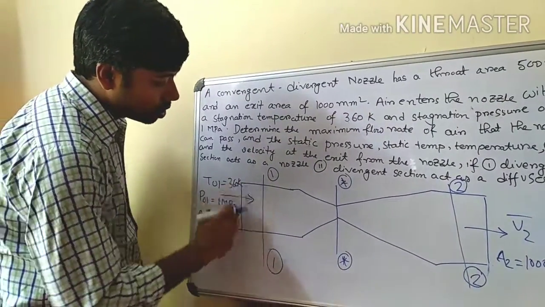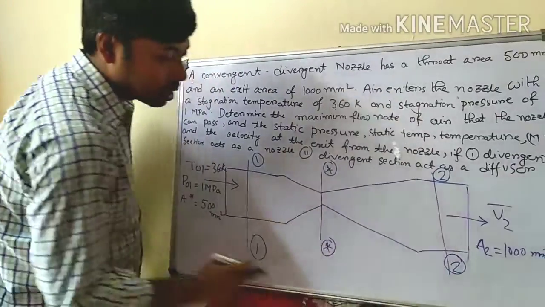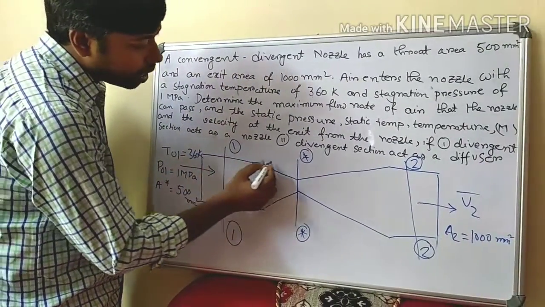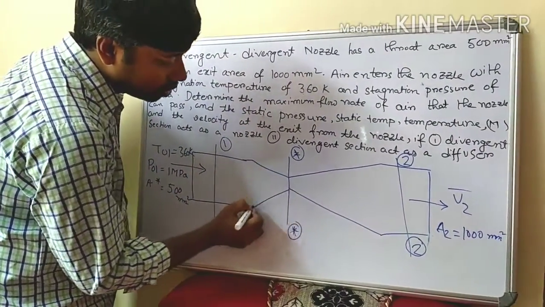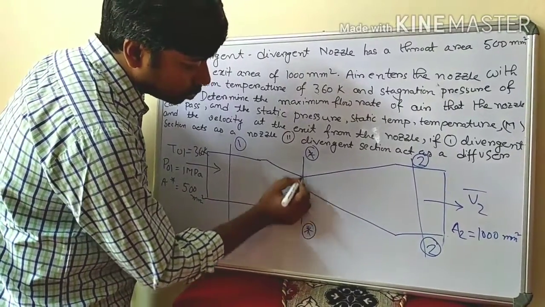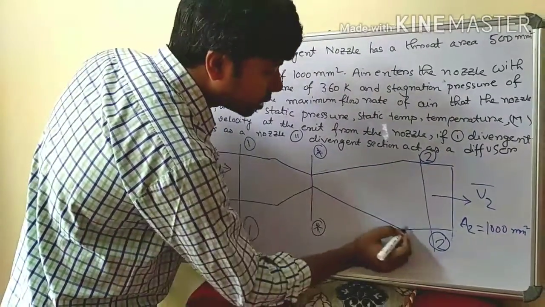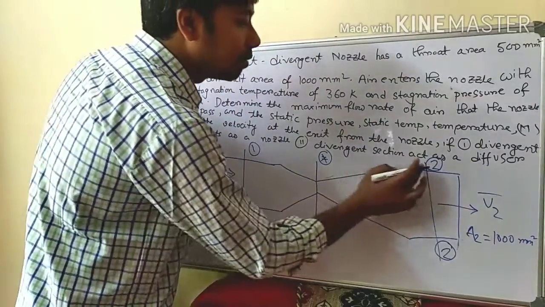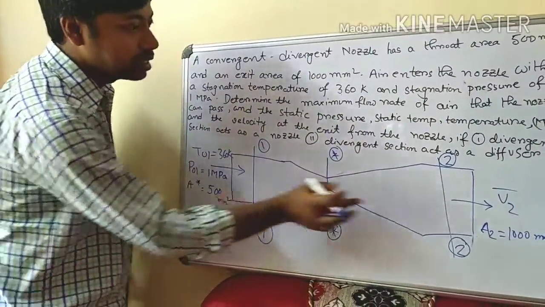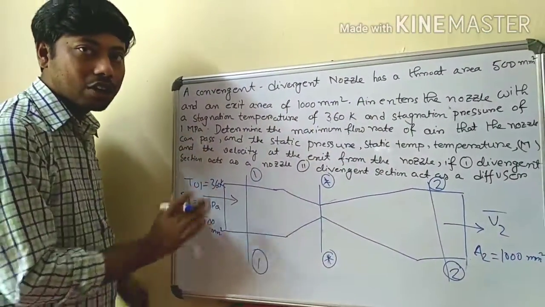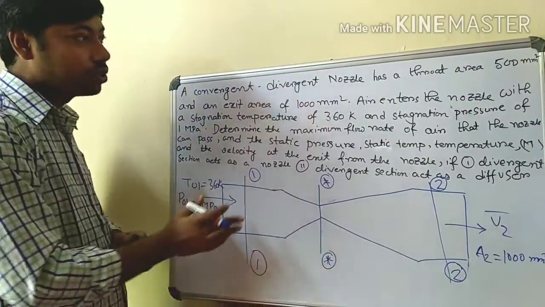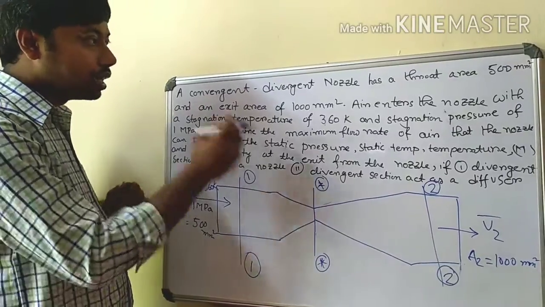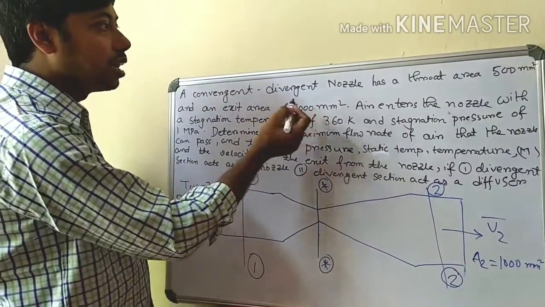Suppose this is a duct section, this throughout is a duct. Now in this duct, this is the convergent section, this section is called the throat, and this is called the divergent section. This is the inlet section and this is the outlet section of the duct. So this is the pictorial diagram of this numerical, in which the data is given.